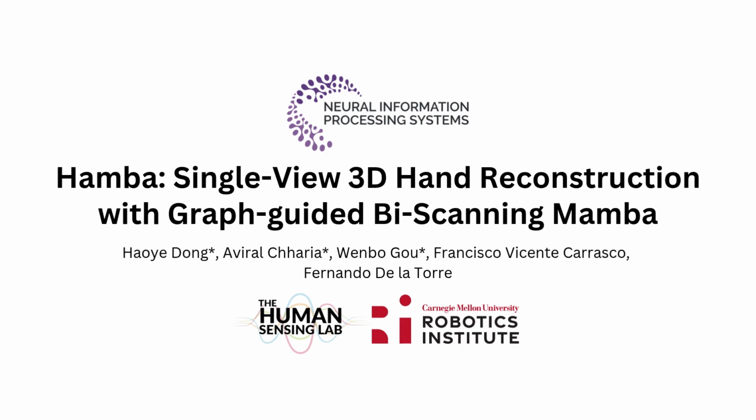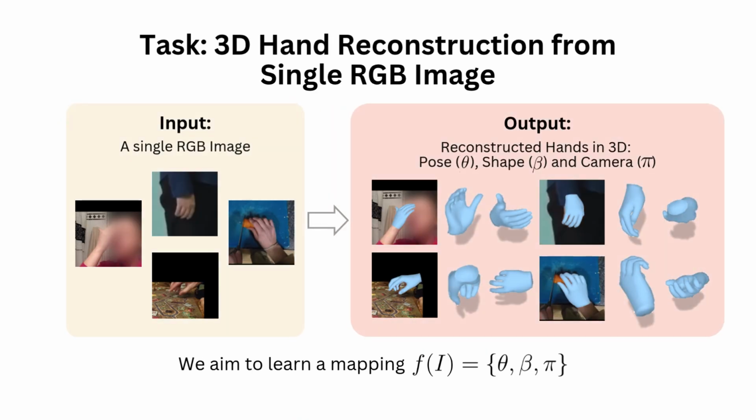We present Hamba, a novel method for single-view 3D hand reconstruction with graph-guided scanning Mamba. 3D hand reconstruction aims to reconstruct the pose and shape of hands from a single RGB image, without camera parameters or human body context. Present transformer-based models fail to reconstruct a robust mesh, particularly in in-the-wild scenarios, which include occlusions, truncation, and hand-object interactions.